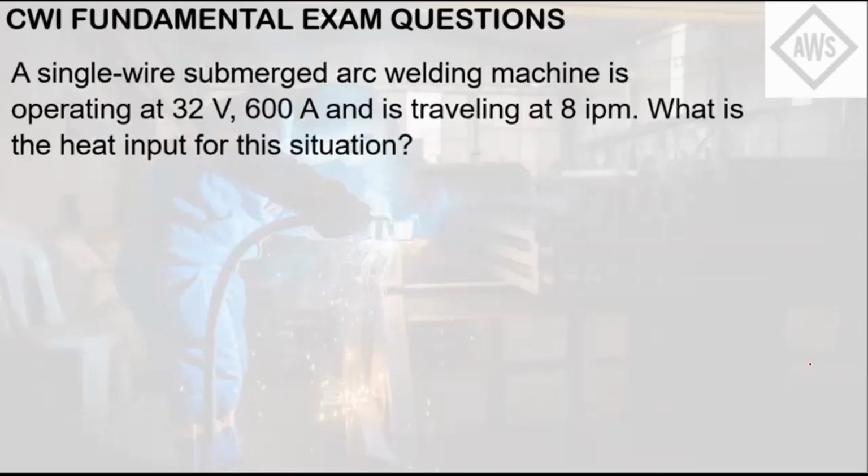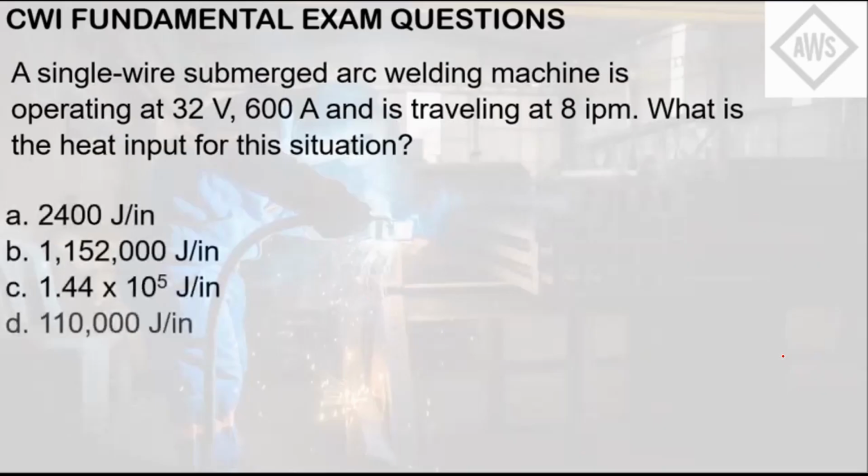A single wire submerged arc welding machine is operating at 32 volts and is traveling at 8 IPM. What is the heat input for this situation? So here are the choices here. If you're familiar with the heat input formula, which is basically just voltage times current over the travel speed. But if you don't know that, you can basically do some unit analysis here. If you multiply voltage times current, that produces power, which is watts or joules per second.